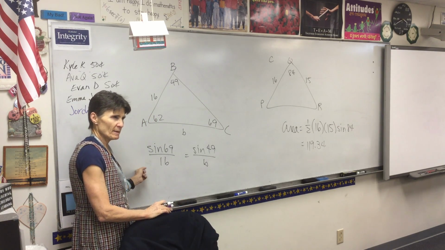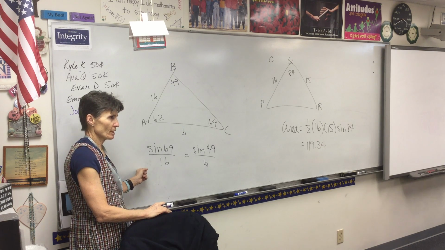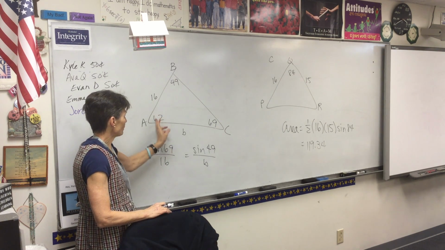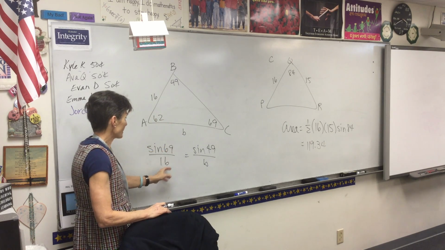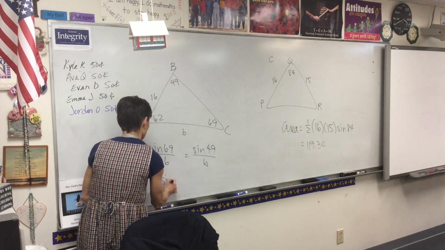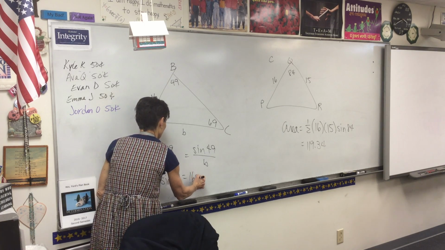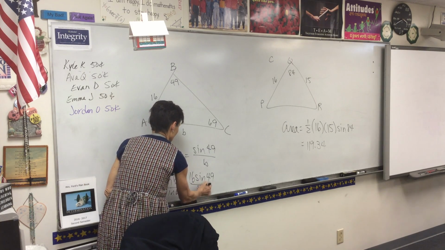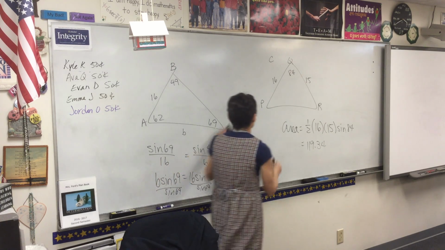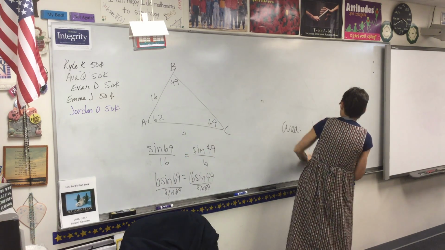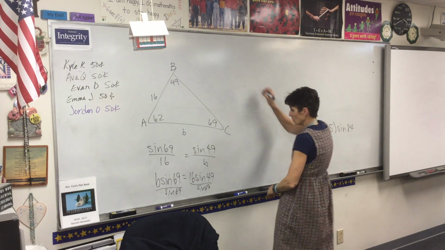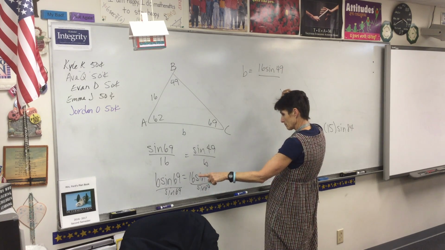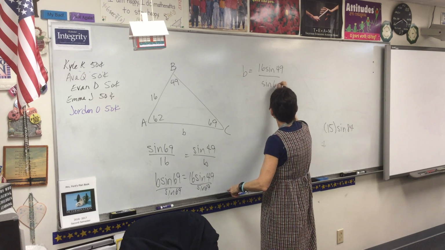So, is this gonna give me the area? No. What is this gonna give me? So, that's gonna give me side B. And once I have side B, will I be able to find the area? Yeah. So I need to figure out what B is, so I'll do what I've been doing. Cross multiply and divide by sine 69. So B will equal 16 sine 49 over sine 62.